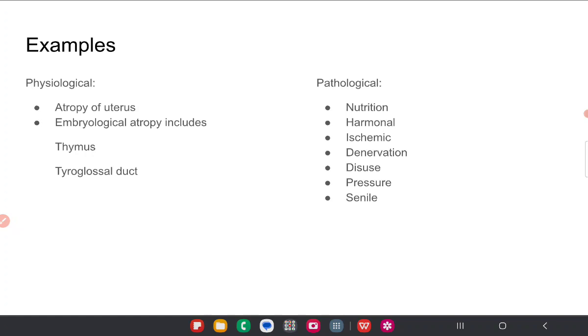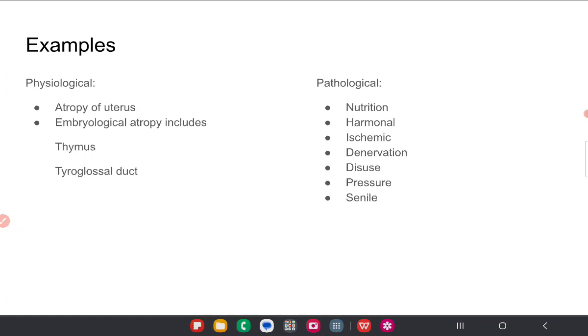Pathological atrophy: in malnutrition we have atrophy, as well as a hormonal decrease in estrogen and progesterone, which leads to a decrease in the various secondary sexual characters of the female. Ischemic: a decrease in blood supply leads to atrophy in different parts of the body. Denervation, as in any damage to the nerve, leads to immobilization, and disuse leads to a decrease in size, which is an example of atrophy.